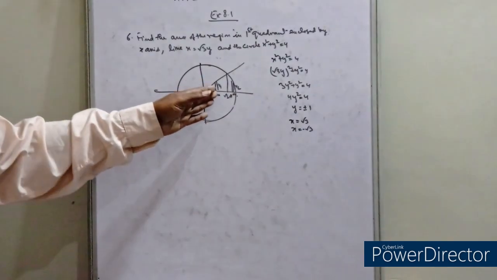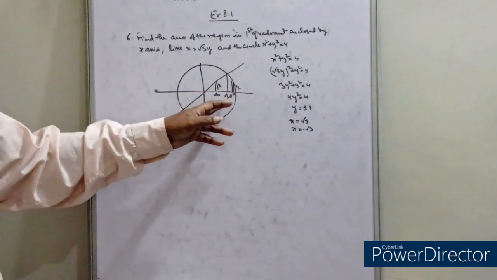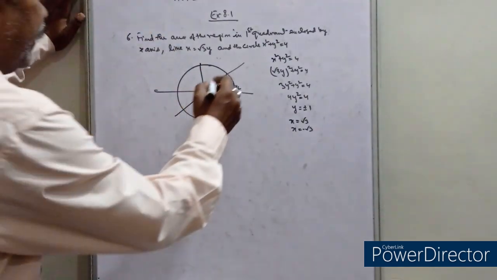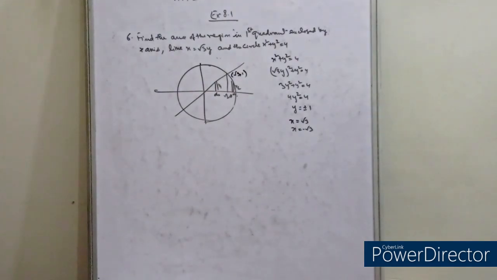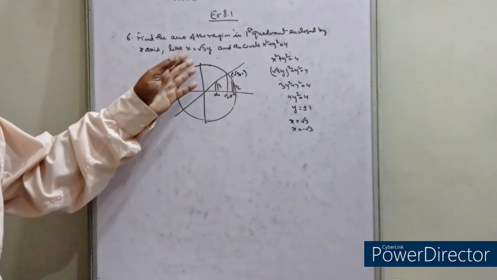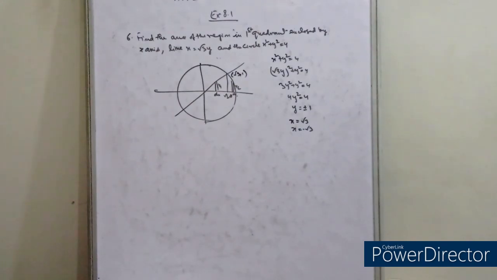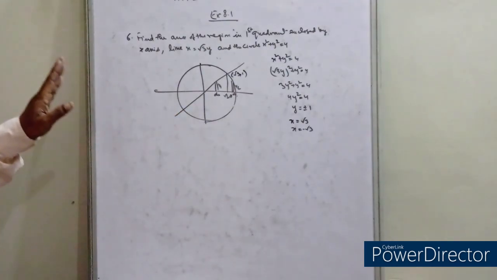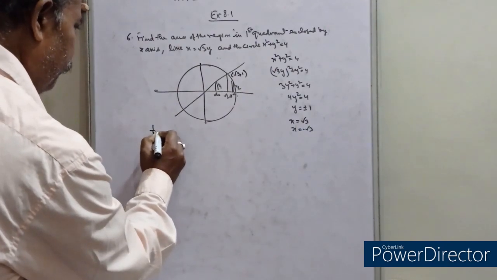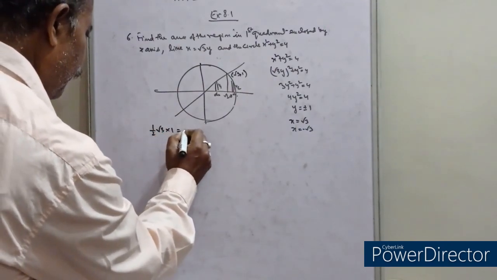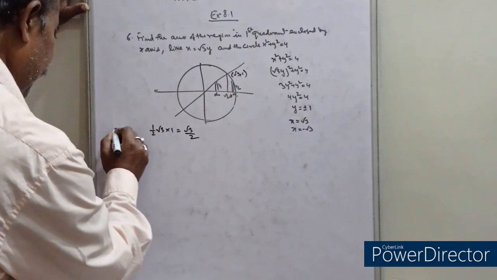Because this is a right angle triangle, your base is root 3 and your height is 1, because the coordinate here is root 3 comma 1. So you can directly calculate the area by applying the basic formula, half base into height, or you can also apply the integration process. But I am doing a little shortcut: for this triangle I am directly applying half base, that is root 3, into height. So this will be root 3 by 2. This is the area of this triangle.